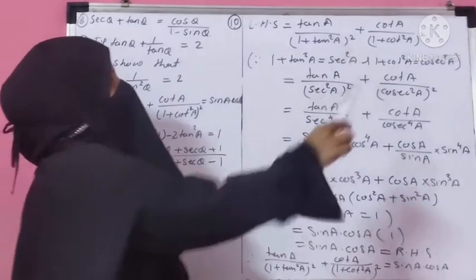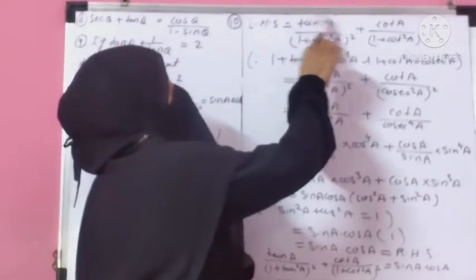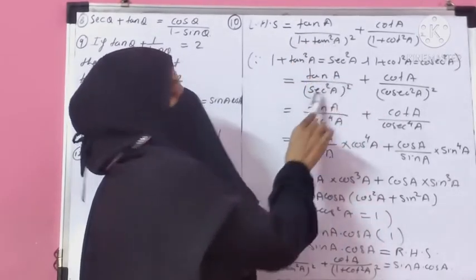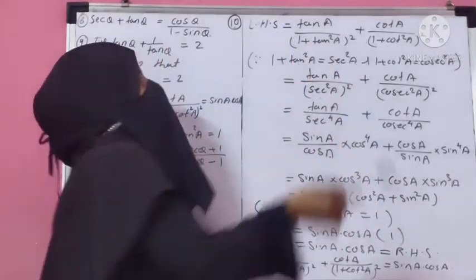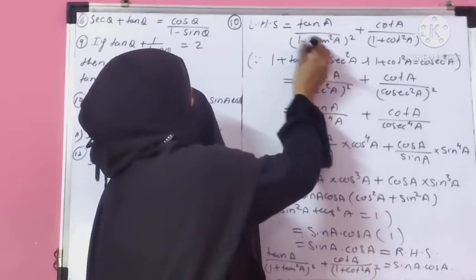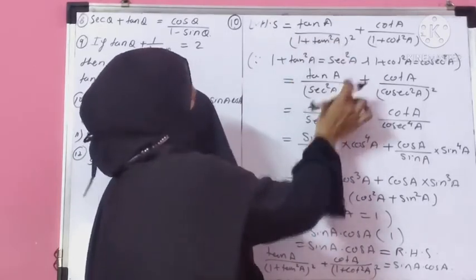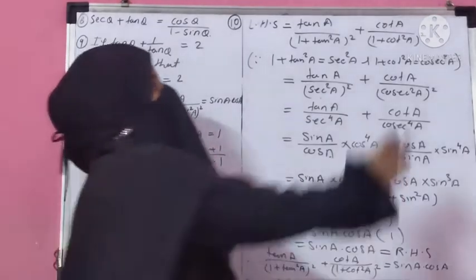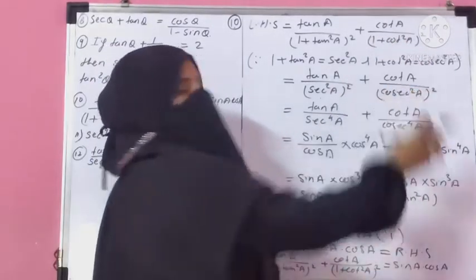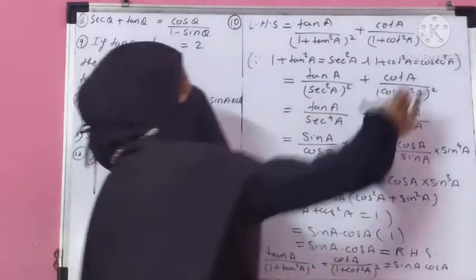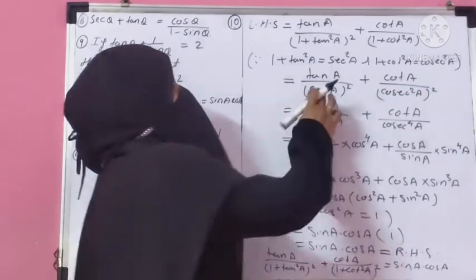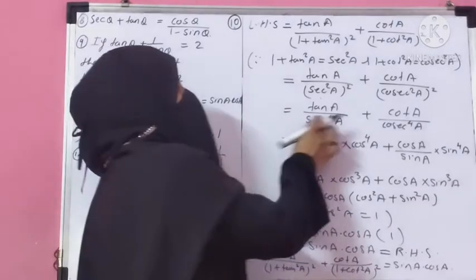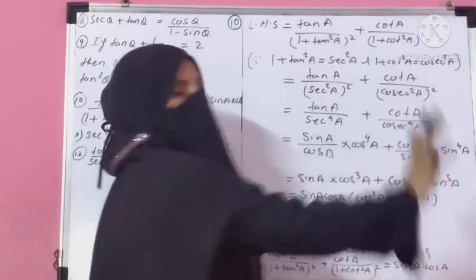Once again, see here. First of all, tan A upon 1 plus tan square A. 1 plus tan square A is sec square A from identities, so in place of 1 plus tan square A, I write sec square A whole bracket square. 1 plus cot square A is cosec square A, so in place of it I write cosec square A, whole bracket square as it is. Now sec raised to 2A whole bracket square, 2 twos are 4A, so sec raised to 4A, and here cosec raised to 4.